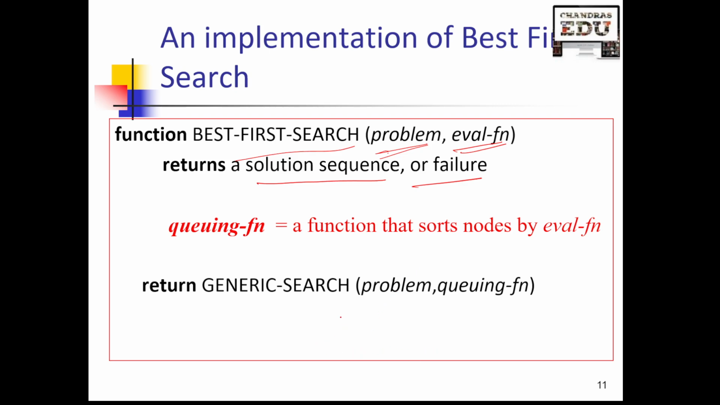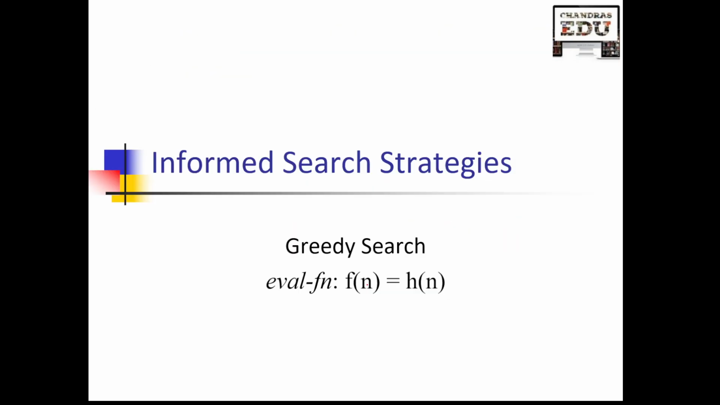Here we take one queuing function. The queuing function indicates the set of nodes it is passing in the sequence. Whatever nodes it has passed through, it will be storing in the queue. It is the function that sorts nodes by the evaluation function. Why? Because whenever it is passing, there can be different paths to the solution, but it will choose the one which it sorts according to the path cost or evaluation function. So what it finally returns is the generic search. The total function will be returning the generic search to find the solution.